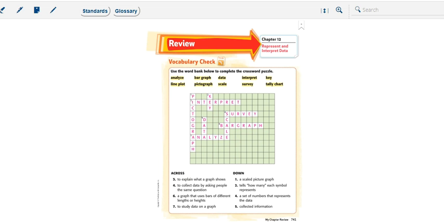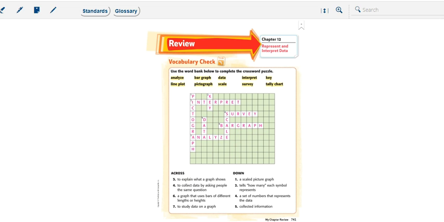We're going to do the words down. Number 1, a scale picture graph is called a pictograph. Number 2, what tells how many each symbol represents is the key. Number 4, a set of numbers that represents the data is a scale. And number 5, the last one, collected information is data.